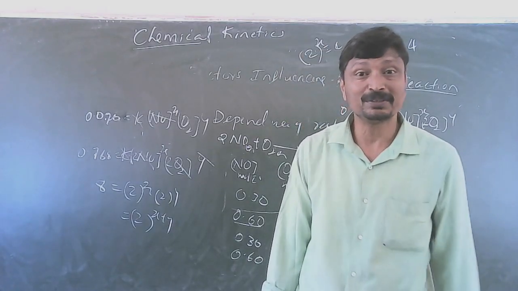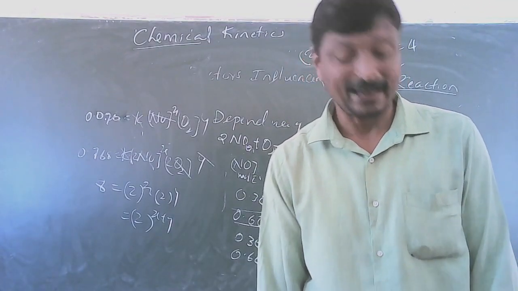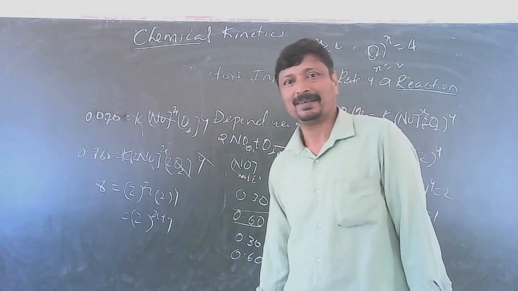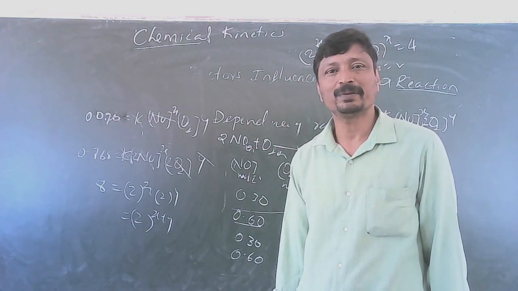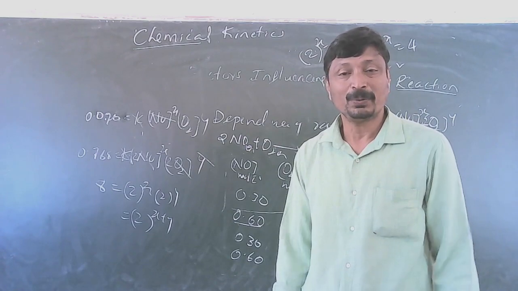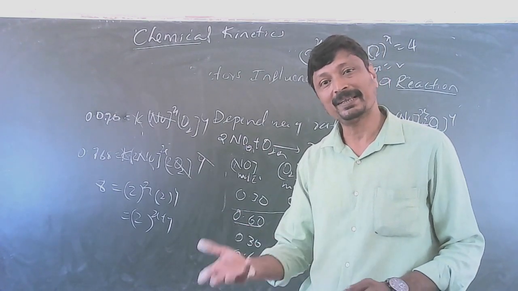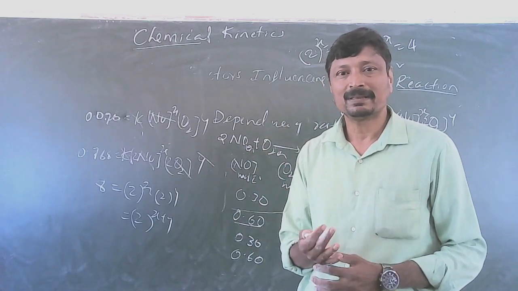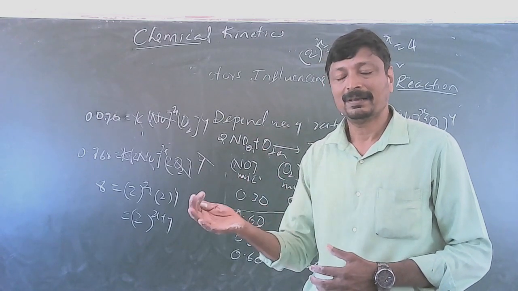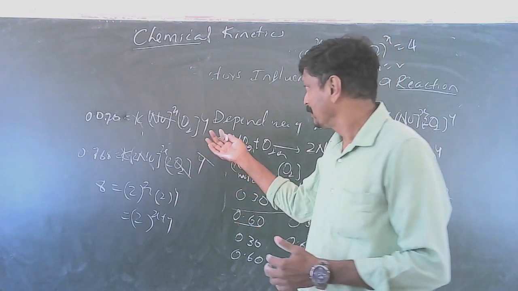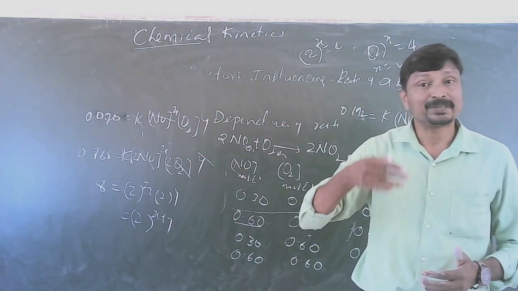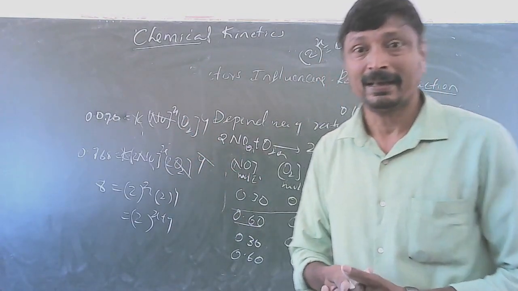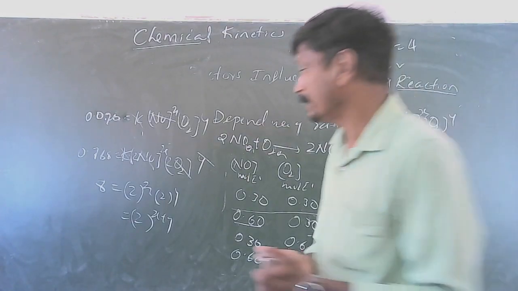So this is the way to write a rate law expression. For a rate law expression, we have to conduct experiments. On the basis of experiment, we have to write the rate law expression. By simply looking at the balanced chemical equation, we cannot write the rate law expression.